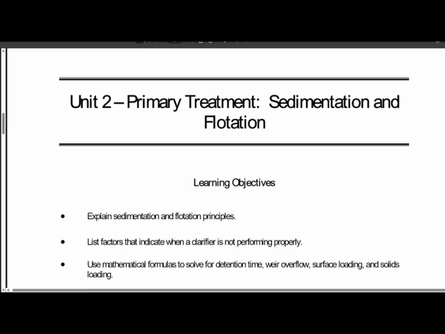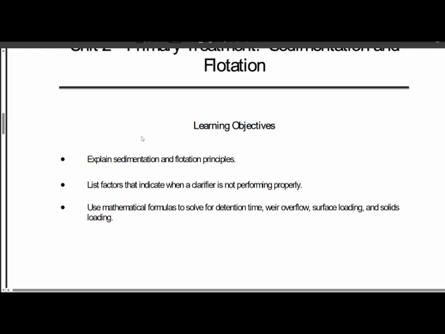All right, let's pick up where we left off. Unit 2, primary treatment. Not preliminary, primary. It's the step after preliminary. Sedimentation and flotation. Learning objectives.